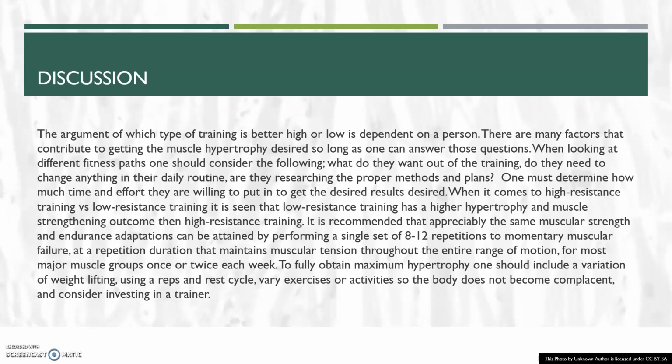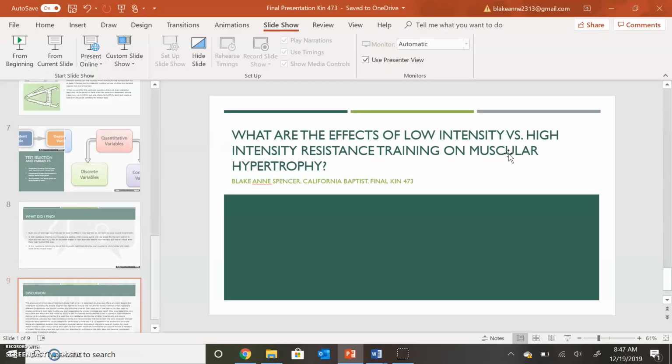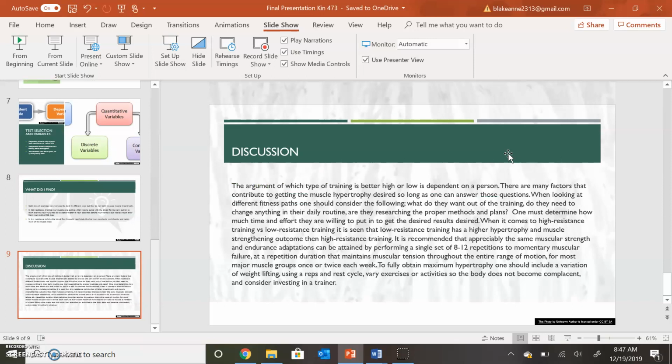To fully obtain maximum hypertrophy, one should include a variation of weightlifting, using reps, and a rest cycle. Vary exercises or activities so the body does not become complacent, and even consider investing in a trainer. So that's my presentation. I realized a lot, especially in just what type of exercises should be done and really what low intensity and high intensity training is.